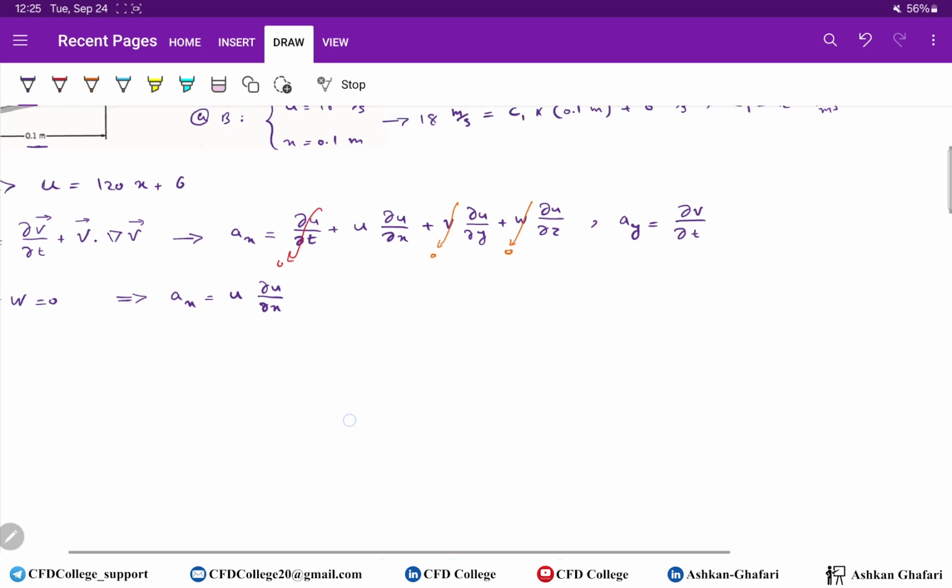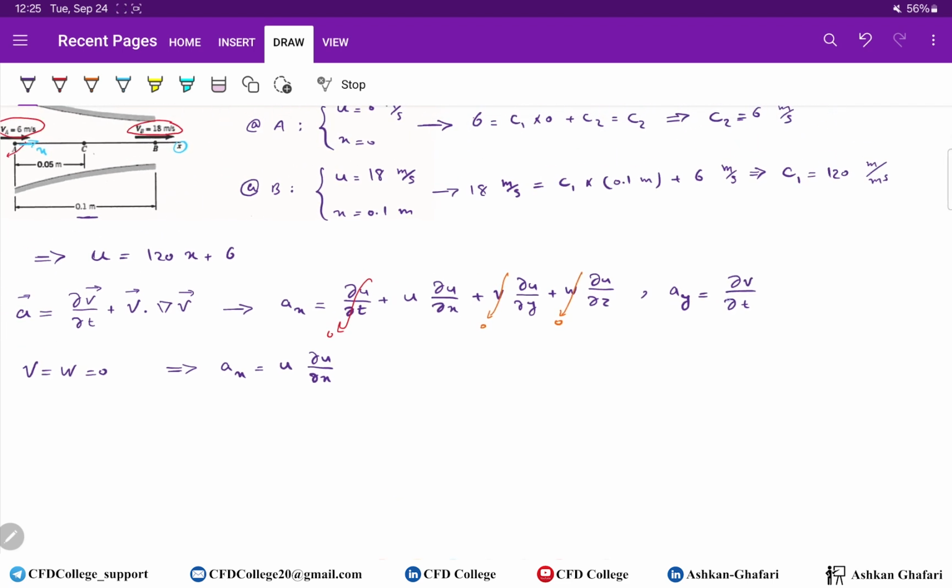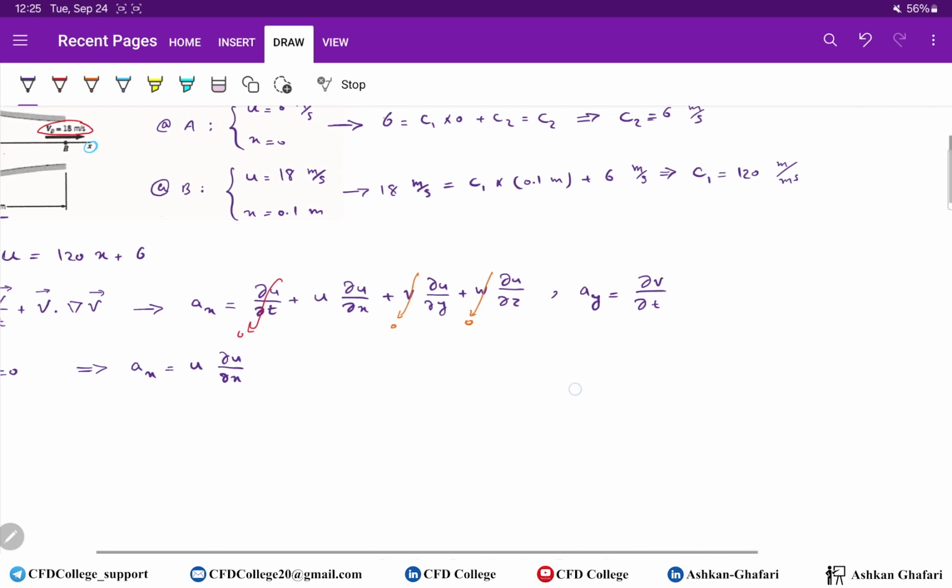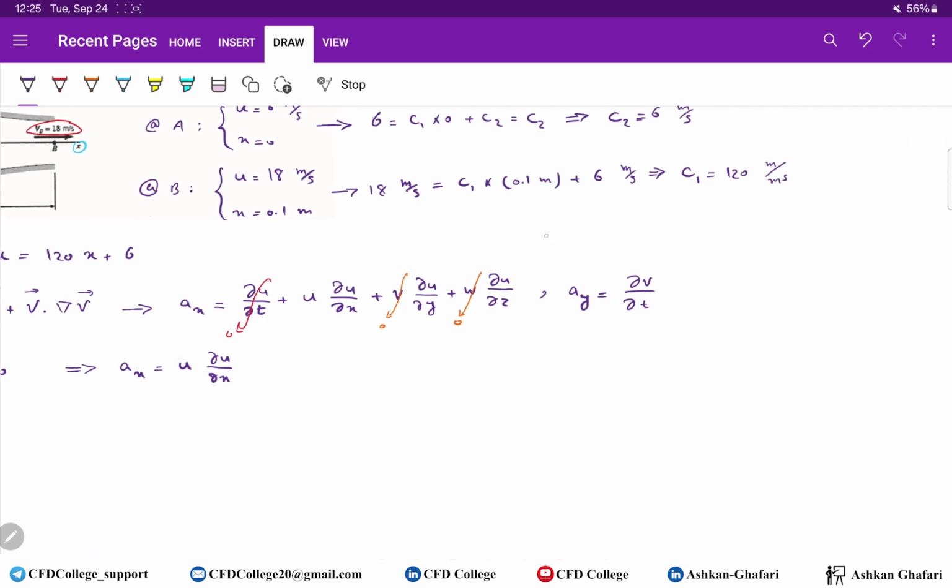This v is not this one, it is velocity, but this is velocity in y direction. So capital V equals u, v, and w, for example. It has 3 components. This v is this one, plus u delta v over delta x plus v delta v over delta y plus w delta v over delta z.